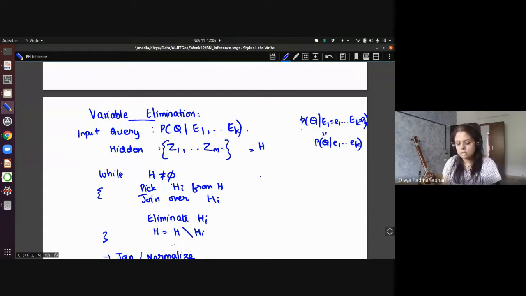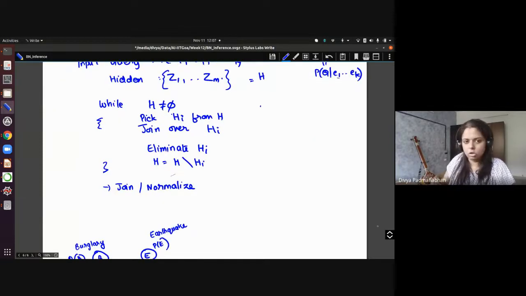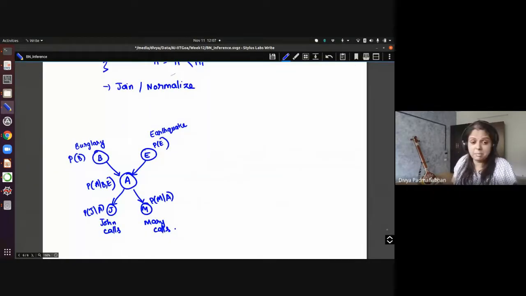And in general, there are some other hidden random variables. So you need to do a join over these hidden random variables, because ultimately you want the joint over all the random variables in the network. You keep picking each hidden variable, do a join over that hidden variable, and then eliminate it, visiting each element of the hidden variable set. Finally, when you're done, you do a join or normalize, depending on what the query is. Let's just see this, so that it makes more sense.